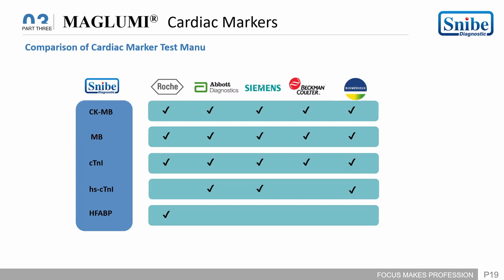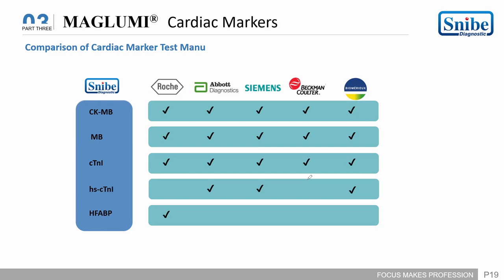If we compare with other brands in the market like Roche, Abbott, Siemens, Beckman, and bioMérieux, they all offer CK-MB, myoglobin, and conventional troponin I, while HS troponin I is not available from Roche, but is available from Beckman Coulter. As of today, high sensitivity cardiac troponin I is also available, because there is a difference between conventional cardiac troponin I and high sensitivity cardiac troponin I.